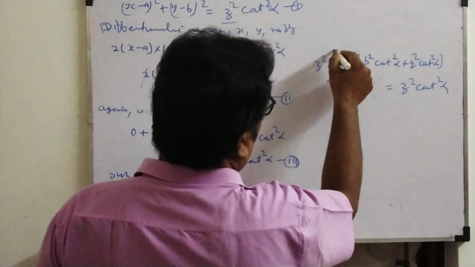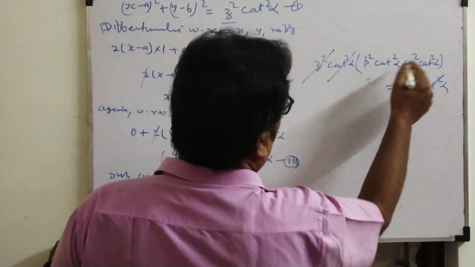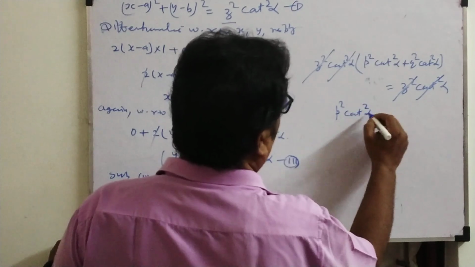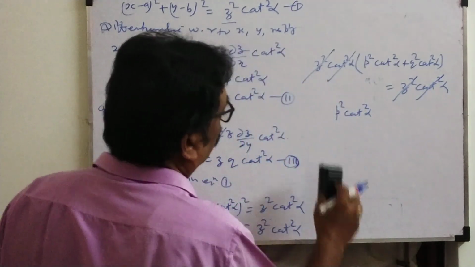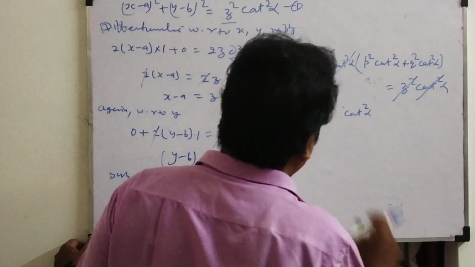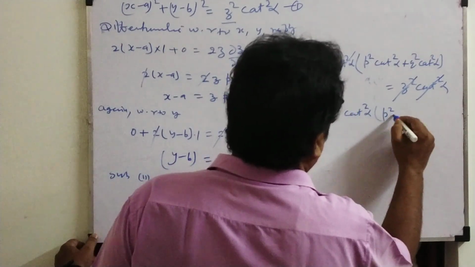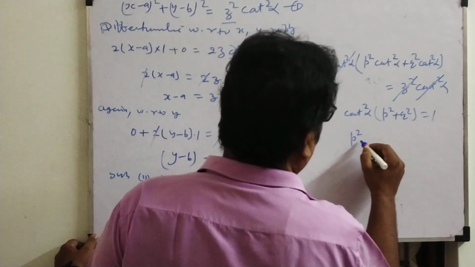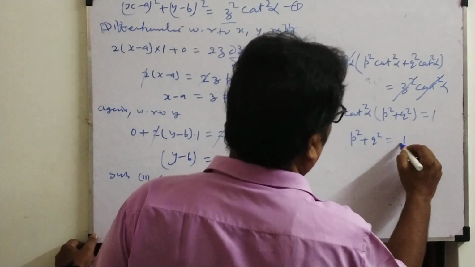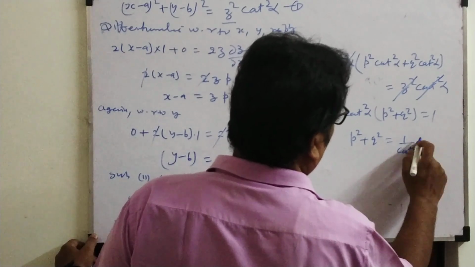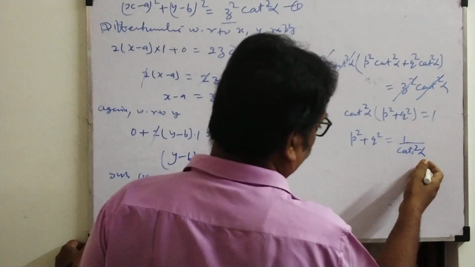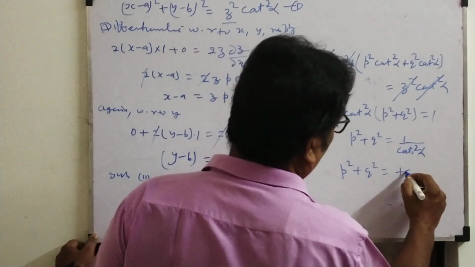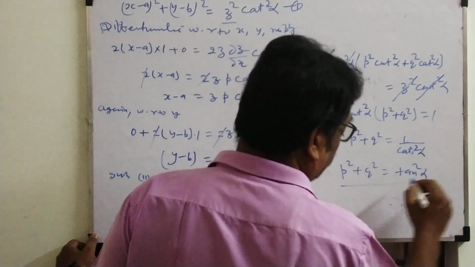Now z square cot square alpha gets cancelled. So what is there here? P square cot square alpha plus q square cot square alpha. Now take cot square alpha common here also. Now what is there? P square plus q square is equal to 1 by cot square alpha, which is tan square alpha. This is the answer.